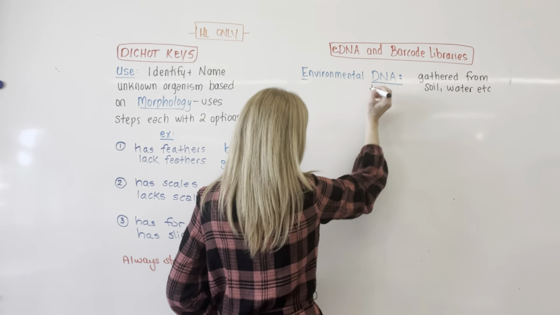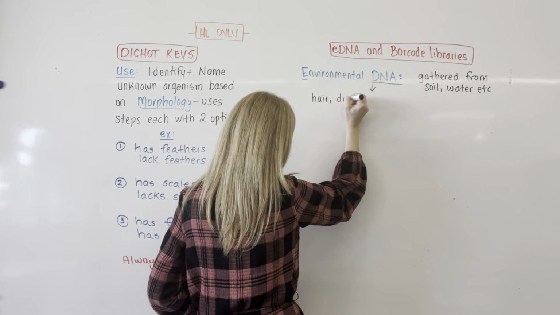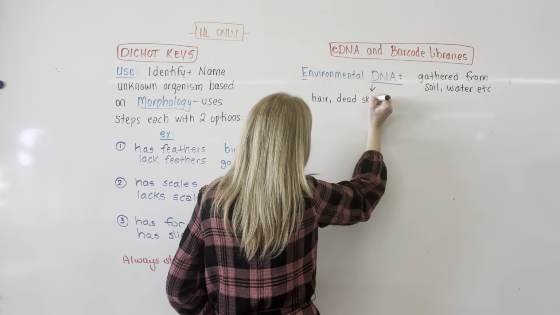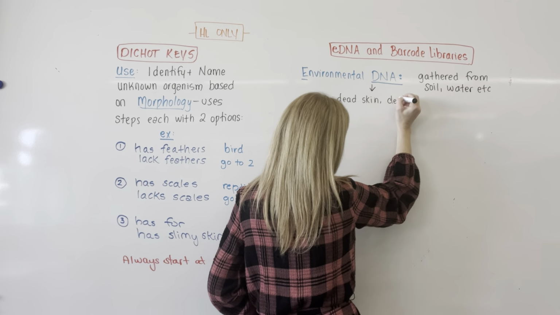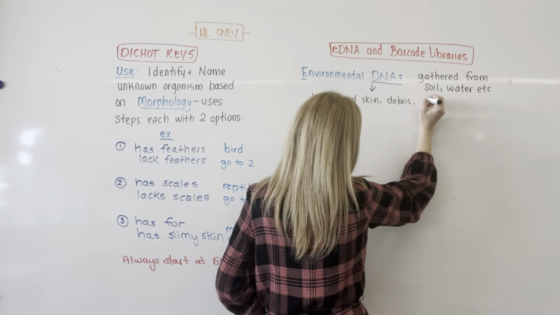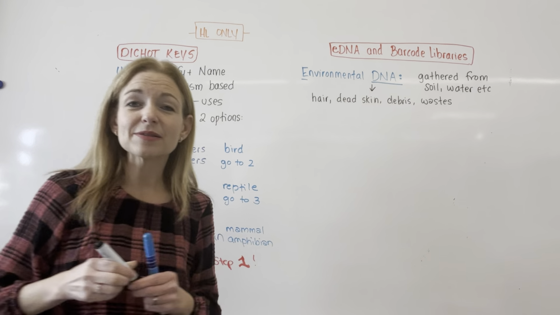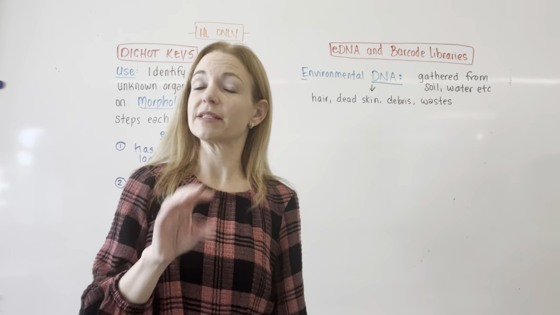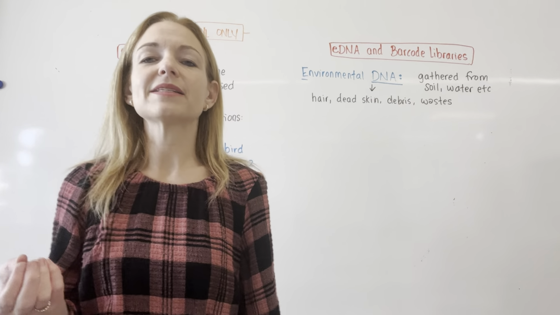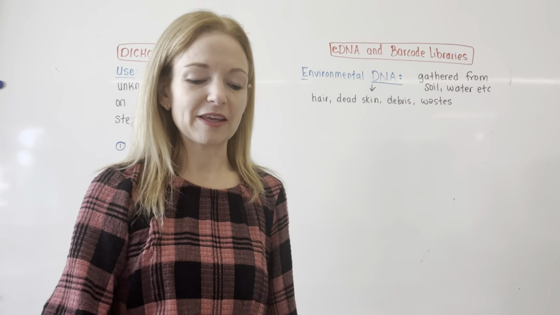And so the DNA would be a collection of things like hair, dead skin cells, debris, kind of like dead particles. It could be waste. So it's not whole organisms usually. It could be with microorganisms, so you could actually gather an entire organism, but a lot of times it's shedded DNA that's just found in the environment.